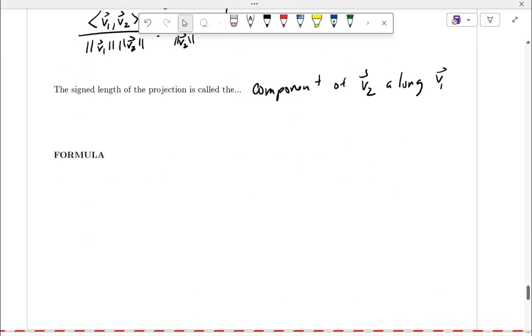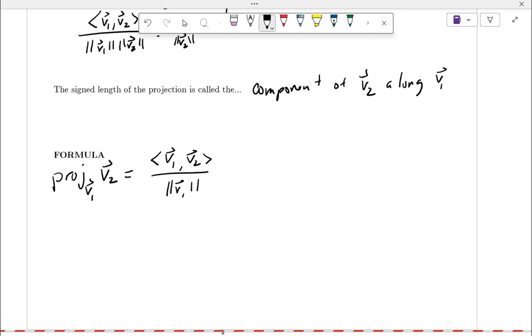Good. So our formula for the projection of V2 onto V1 will be: use the length that we just came up with, and then multiply that length by the unit vector that goes in the V1 direction. That's how we found the unit vector in the V1 direction, isn't it? Okay. Notice on bottom, you're going to get magnitude squared. What's another way to write magnitude squared? The inner product with itself. Good.